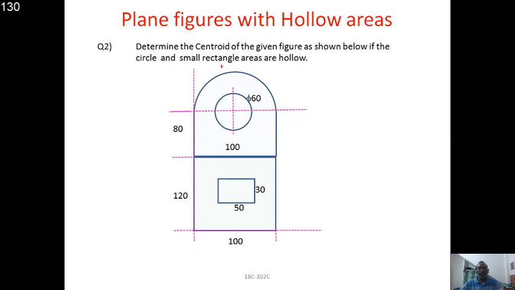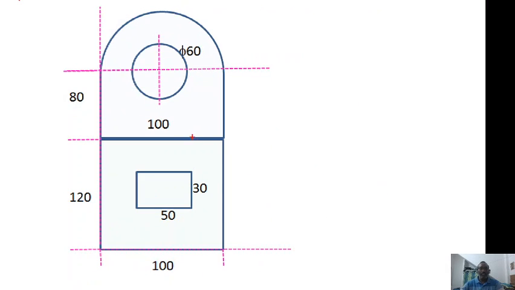In this problem, we are asked to determine the centroid of the given figure where the circle and small rectangle areas are hollow. So this circle is hollow. And this rectangle is also hollow. Hence these both areas are to be deducted from the existing basic shapes. What basic shapes exist here? One is the big rectangle, 120 by 100.